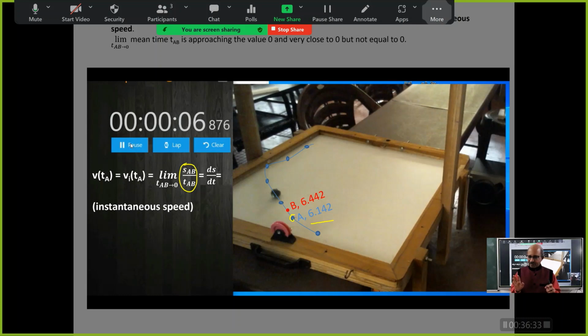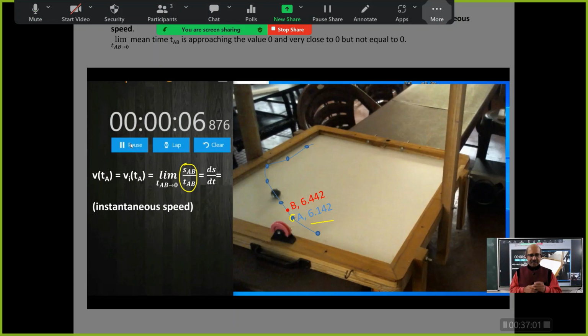What did I say? Speed at A and speed at B are almost the same. Or in other words, between A and B, there is hardly any change in speed, because they are very close. So for all practical purposes, the speed in that interval of time is the same. And for all practical purposes, we will call it the instantaneous speed.